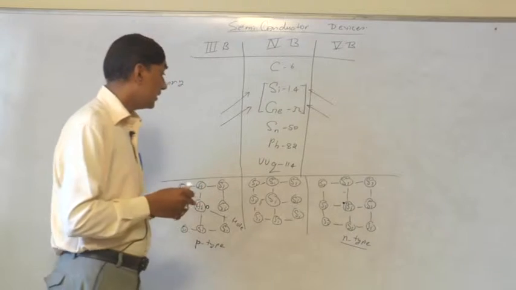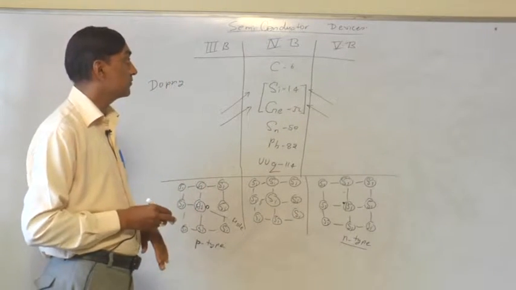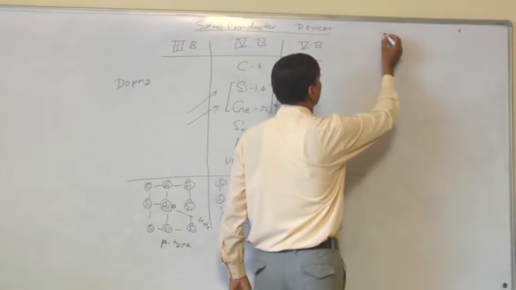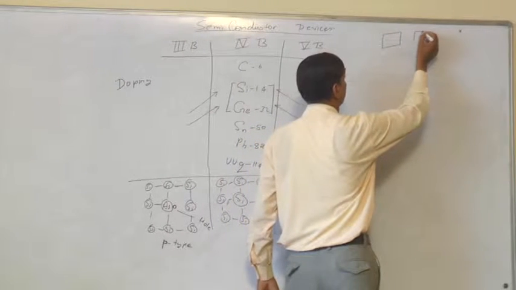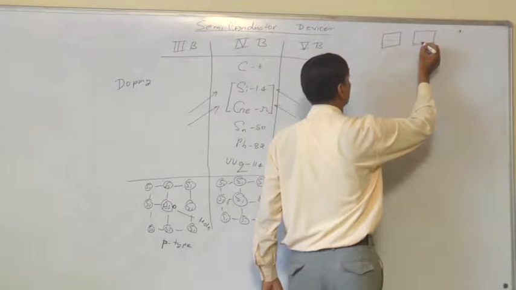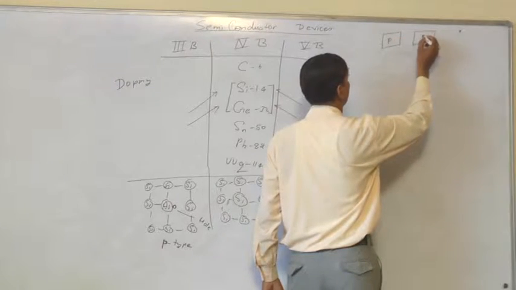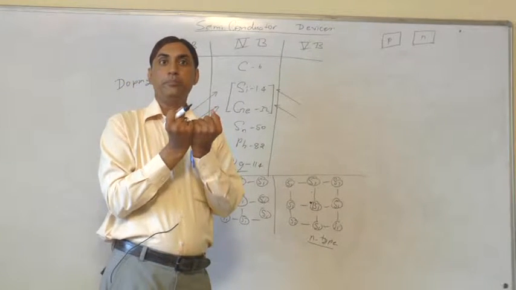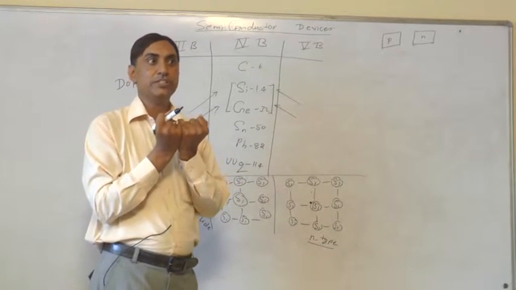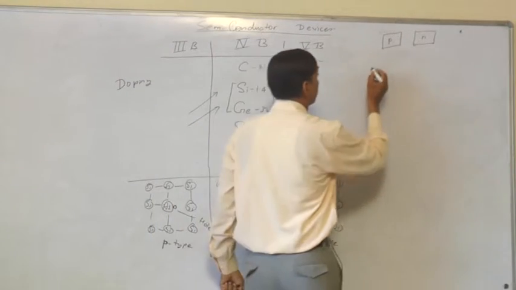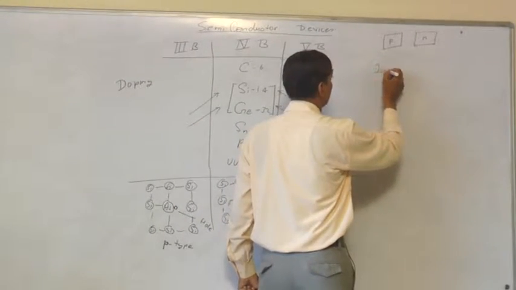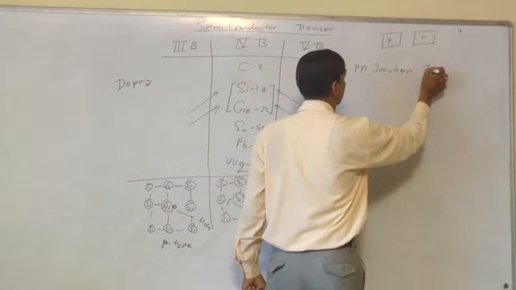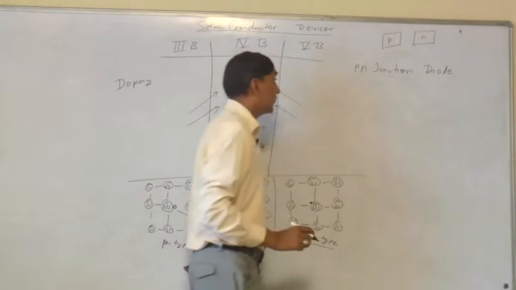Now we come to how to make other devices from the two types of material we just saw, P type and N type. They look like two types of switches. How can we use them? If we join the P and N type together, we make a diode. The important name is the PN junction diode. Why do we say junction?